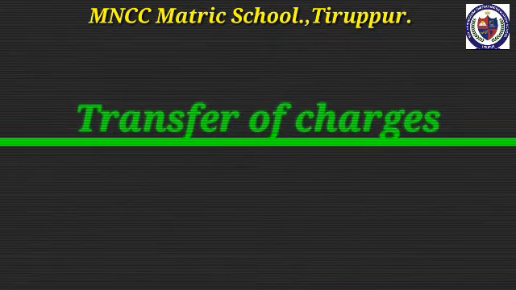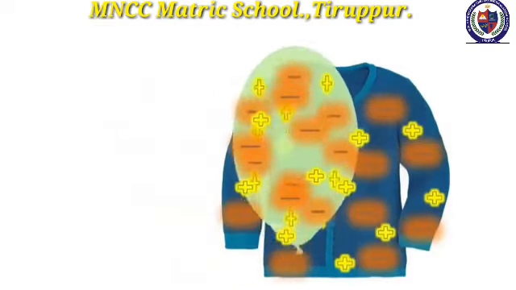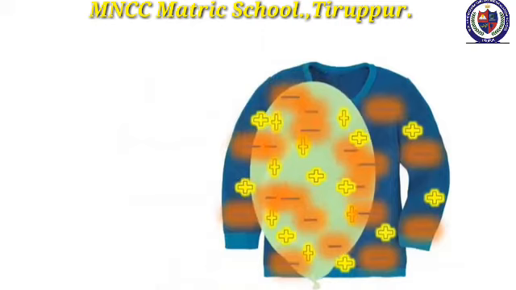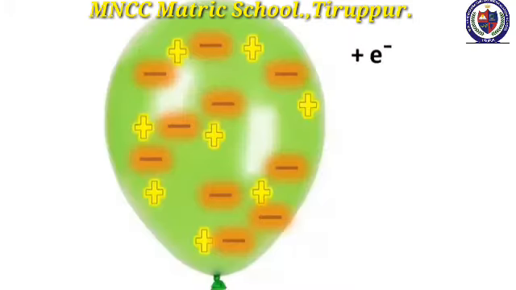Number 1, transfer of charges by friction. For example, this balloon and the shirt are neutral as they have an equal number of protons and electrons. The balloon is made to rub on the shirt. The electrons in the shirt get transferred to the balloon. Since the shirt loses electrons, it becomes positively charged and the balloon receives more electrons and becomes negatively charged.